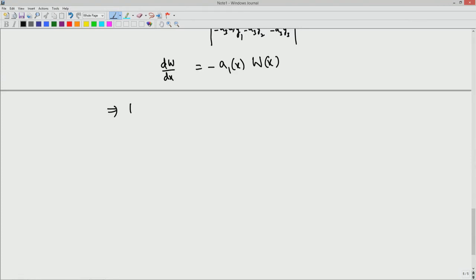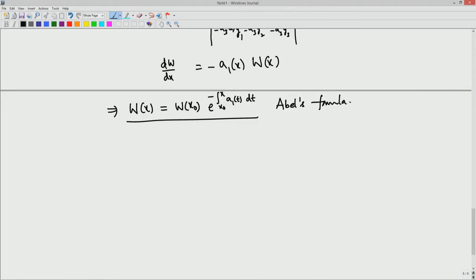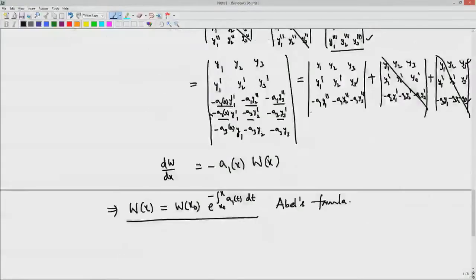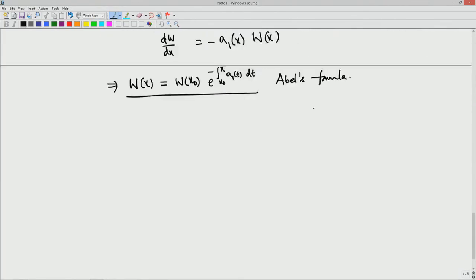So this implies Wx equals, like earlier, you integrate from x naught, where x naught belongs to the domain of the differential equation. So you have W at x naught times e to the power minus integral from x naught to x of a1 of t dt. So this is Abel's formula for third order linear homogeneous equation. If y1, y2, y3 are three solutions, this is what you will get. This Wronskian you can write like this.